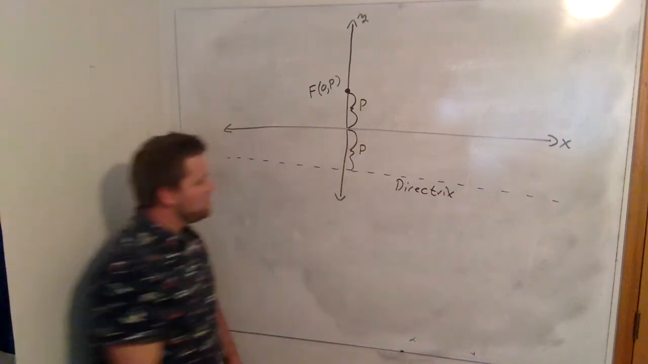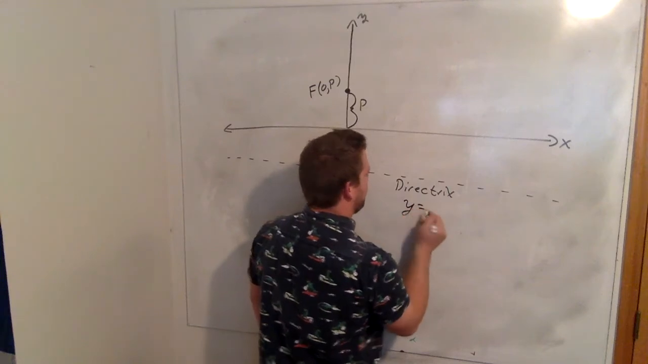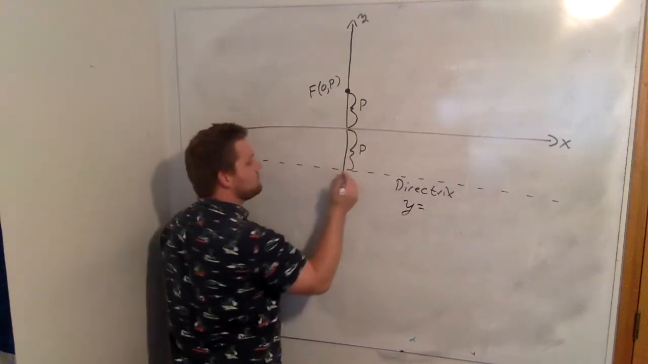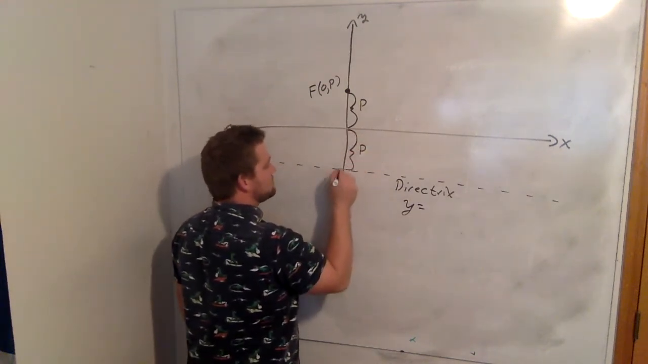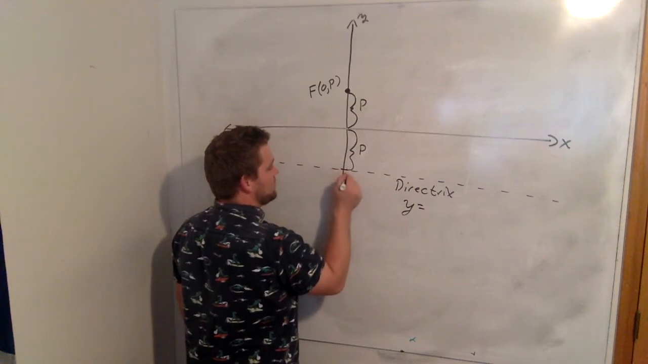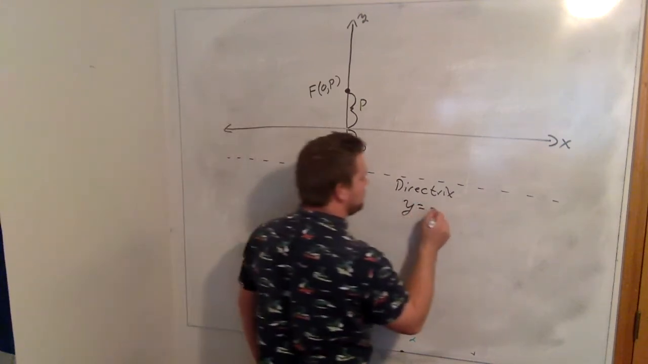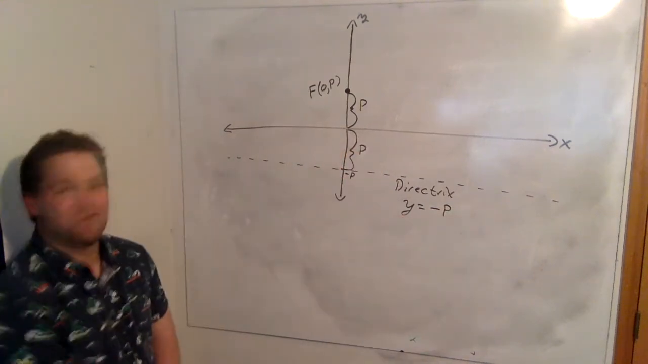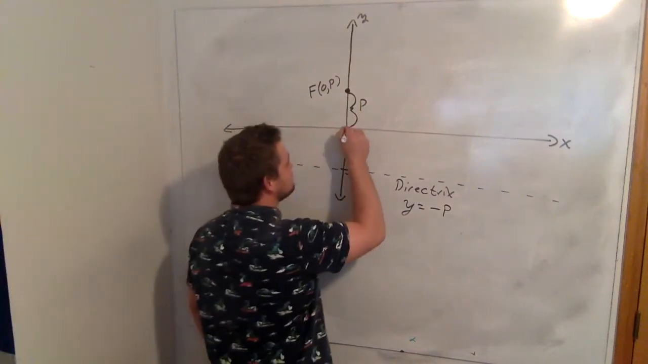Let's think about the equation of this line. This is a horizontal line, so it'll be y equaling a constant. What will the constant be? Well, since we're at the origin and we moved down p units, this location right here on the y-axis will be negative p, so y equals negative p will be the equation of this horizontal line, the directrix.